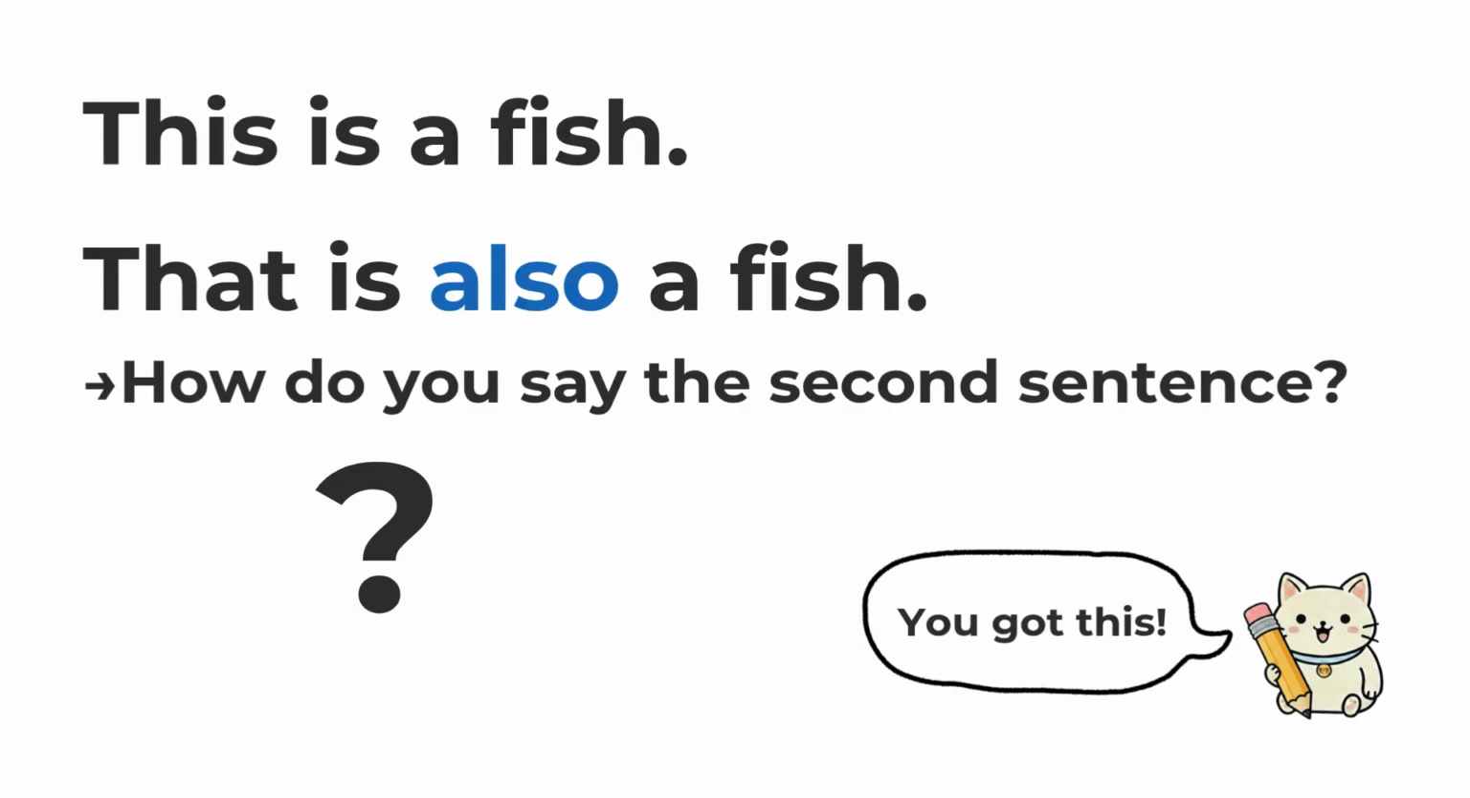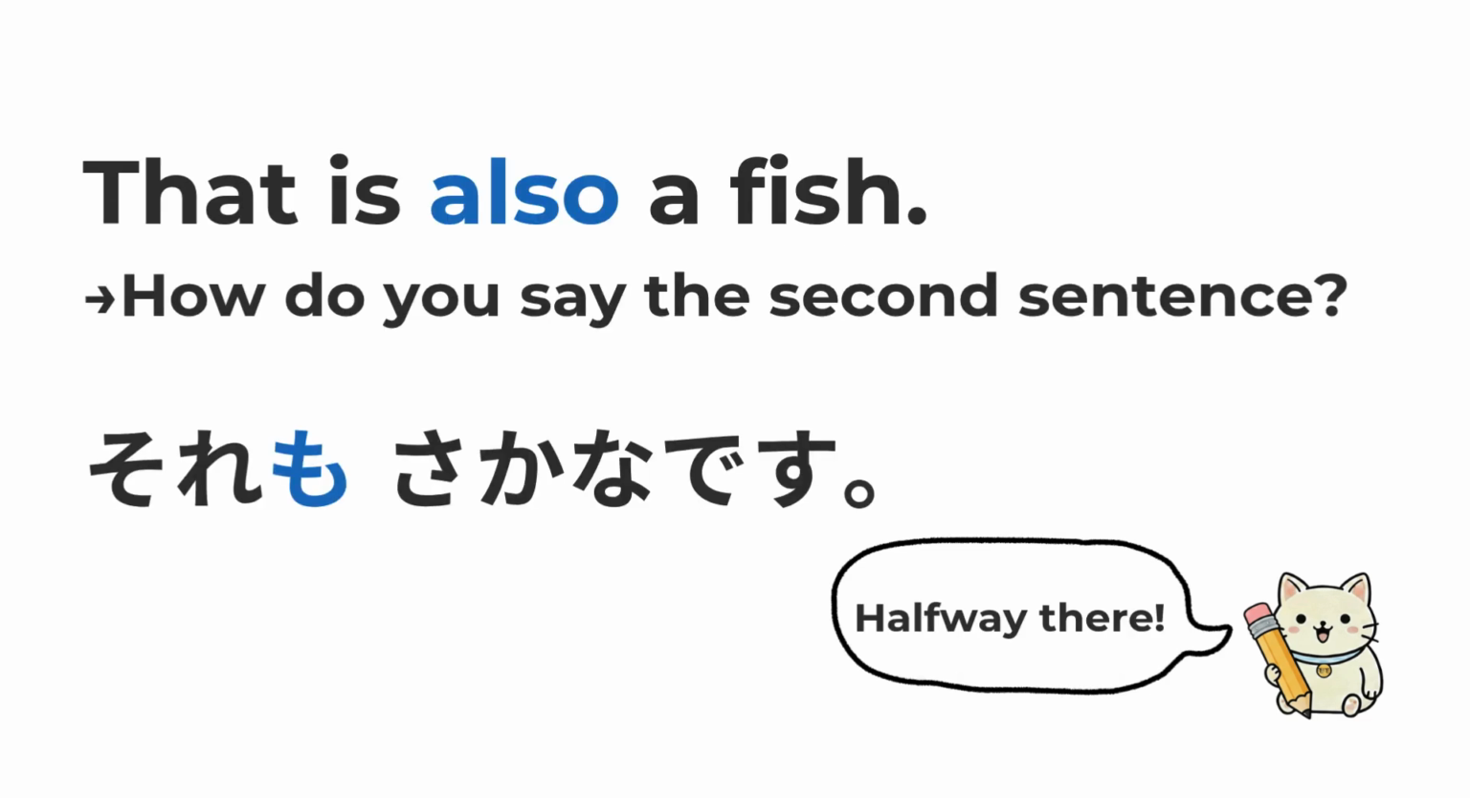Quick quiz. This is a fish. How do you say, that is also a fish? Pause and try. それも魚です。 That is also a fish. Great. Now let's practice more.